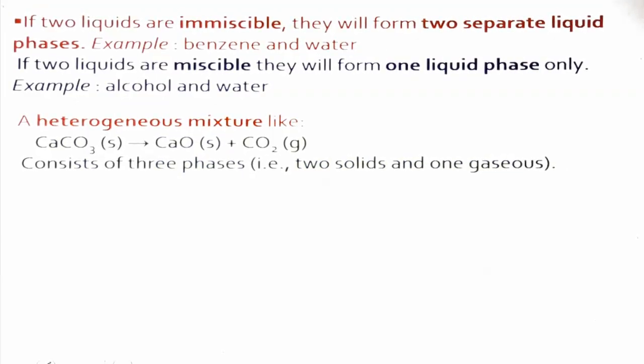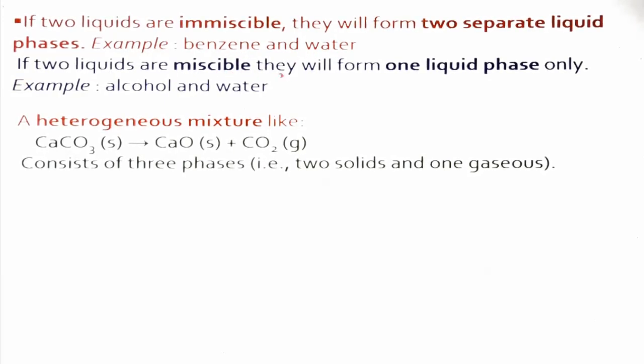If two liquids are immiscible, then they will form two separate liquid phases. For example, benzene and water are immiscible. If we keep the mixture of benzene and water for some time, we can see a clear-cut layer of benzene and another layer of water, and they are mechanically separable also. So if two phases are mechanically separable, they are called separable phases, and the system is called a heterogeneous system.